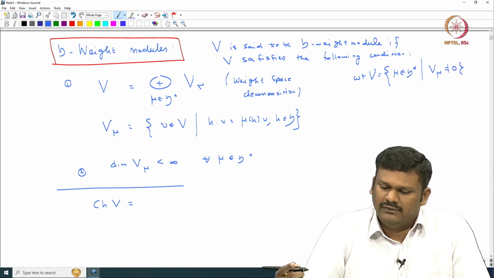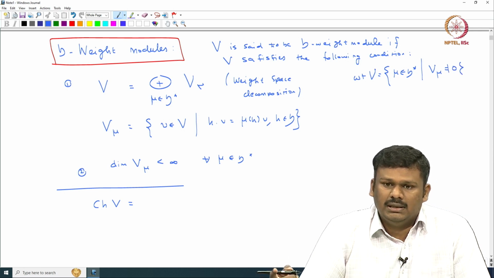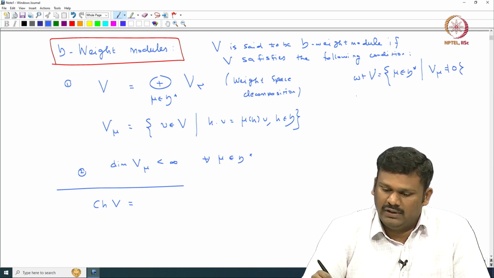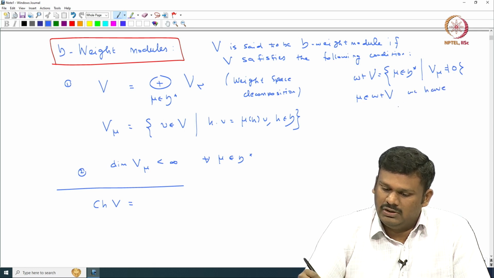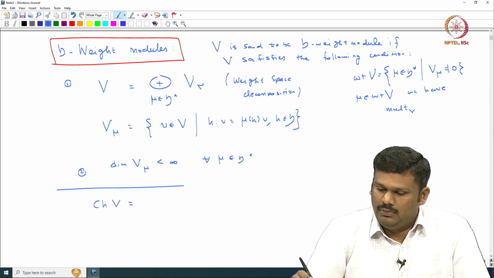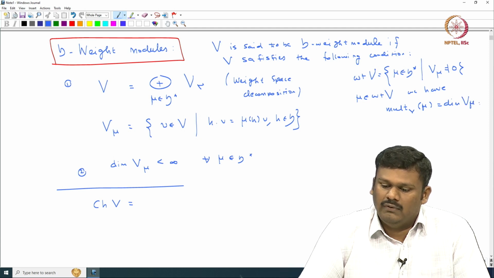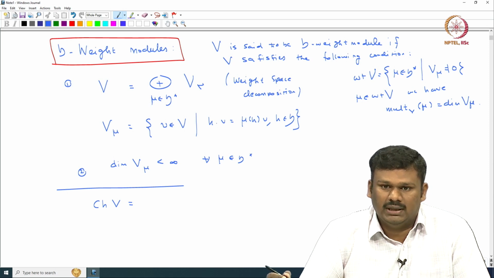So, now given mu, which is a weight, there is a weight multiplicity which is the dimension of V mu. So, given mu inside the set of weights, we have this multiplicity of this mu. Sometimes it is written as multiplicity of V of mu, which is defined to be the dimension of V mu. Okay. So, we want to record these weights and weight multiplicities all together.